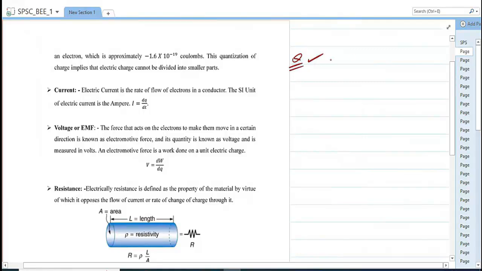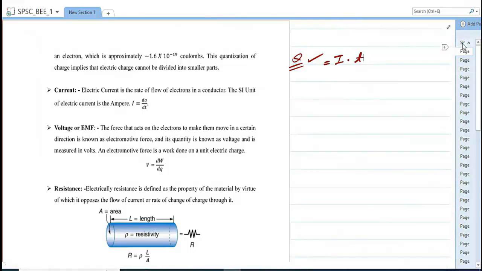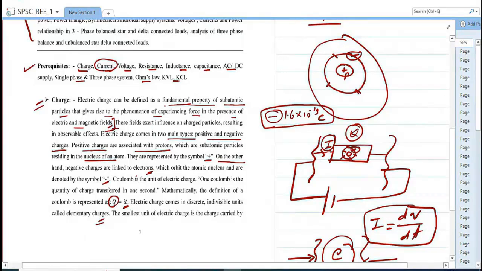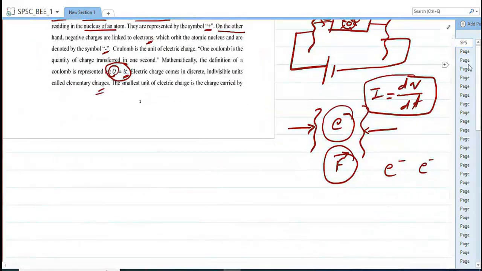So what is charge? Charge is equal to I into T. Broadly, we can say Q is equal to I into T. It is written in page number 1. Okay, this is written here, and I will provide this PDF note just after this lecture. So don't worry, just listen to what I am saying. These are the prerequisites.